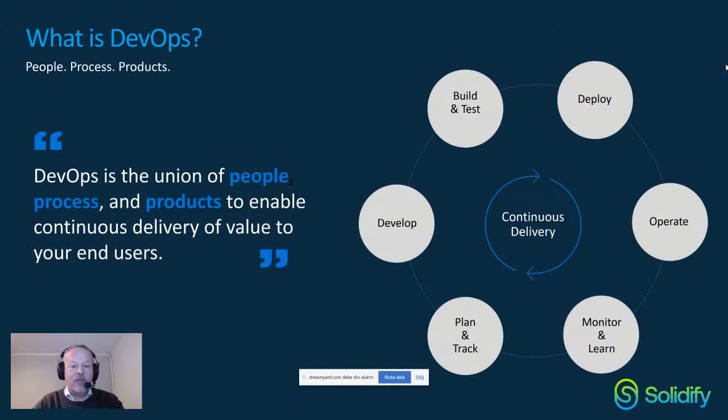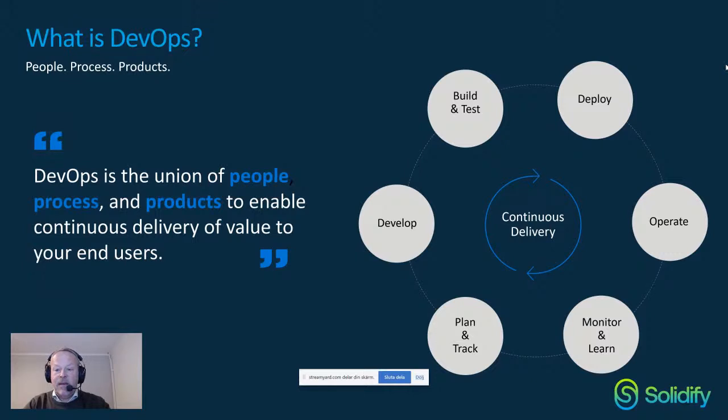DevOps is the union of people, processes, and products to enable continuous delivery of value to your end users. That is something written by Donovan Brown at Microsoft a couple of years ago. And it tells us that DevOps is just not a role for persons. It's not a technology. It's delivering continuous value to your end customers.